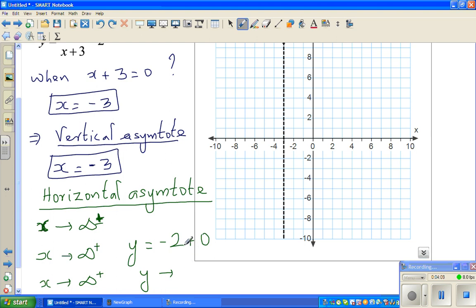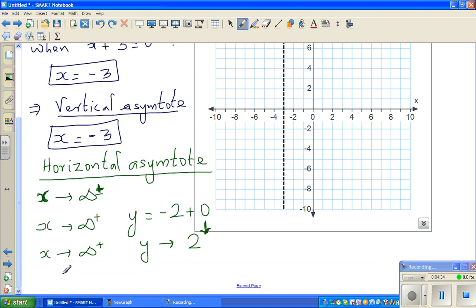It'll be negative 2 plus something, very small, so you can say it will approach negative 2 from above. This is the notation to show that when x is approaching infinity, y would be approaching negative 2 from above. And what happens when x is approaching negative infinity? y would be approaching negative 2 from below.